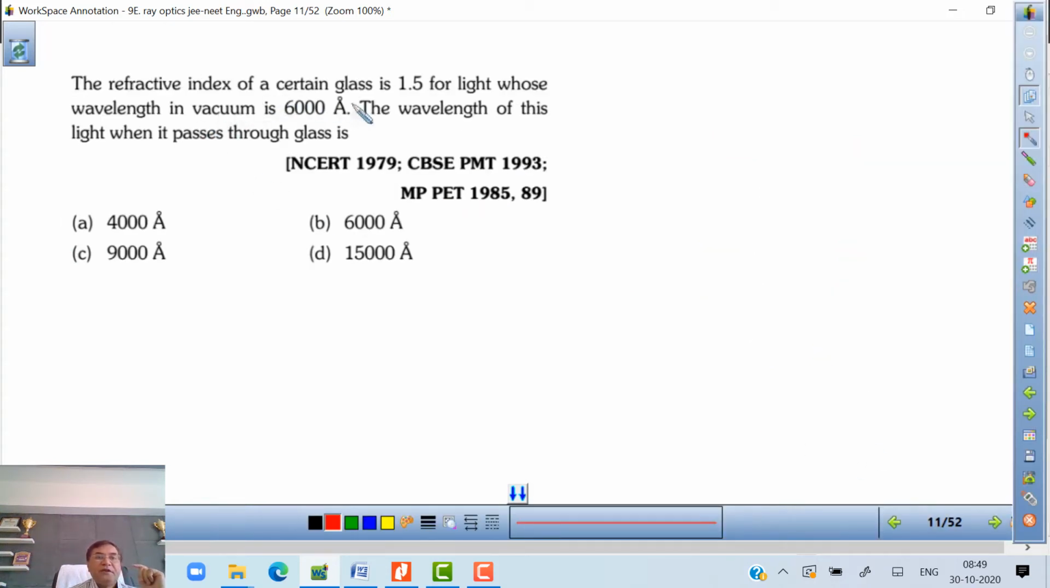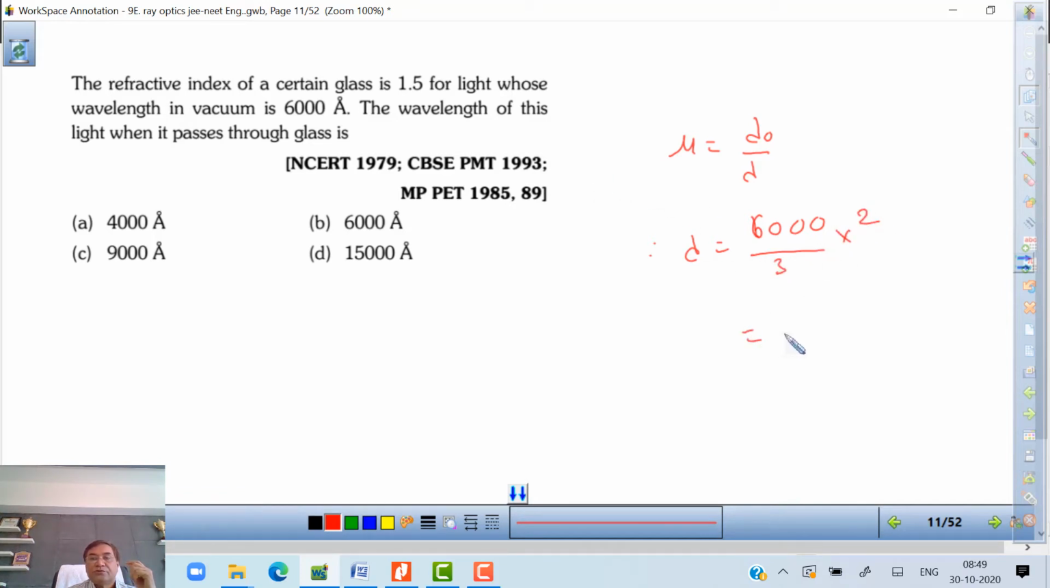The refractive index of a certain glass is 1.5 for a light whose wavelength in vacuum is 6000 angstrom. The wavelength of this light when it passes to the glass is. So આગળની જે ફોર્મ્યુલા હતી તે mu is equal to lambda 0 upon lambda. So lambda is equal to lambda 0, that is 6000 divided by mu 1.5, it is 3 by 2. So this is 2000 into 2, like a 4000 angstrom. So I think option A is right one.